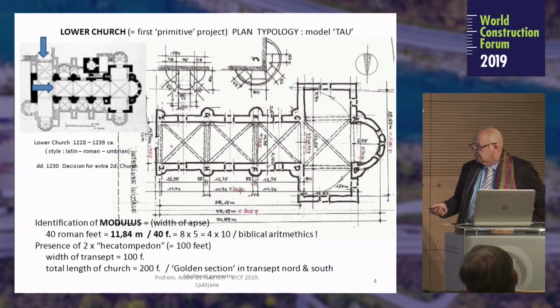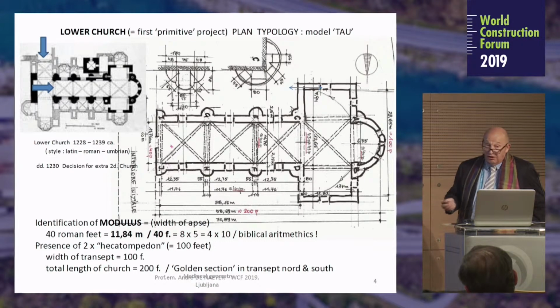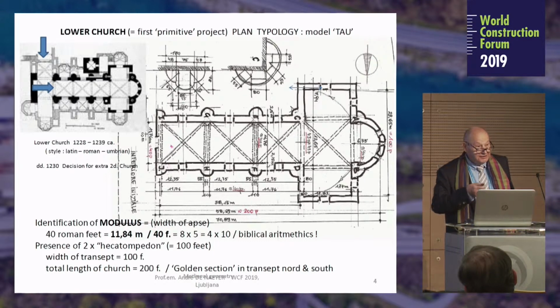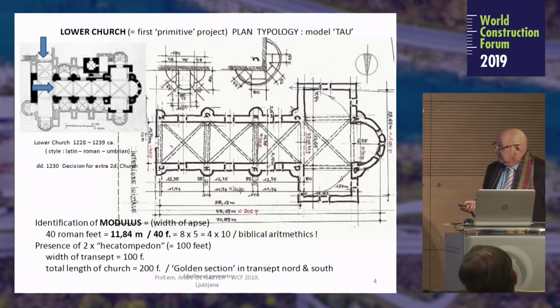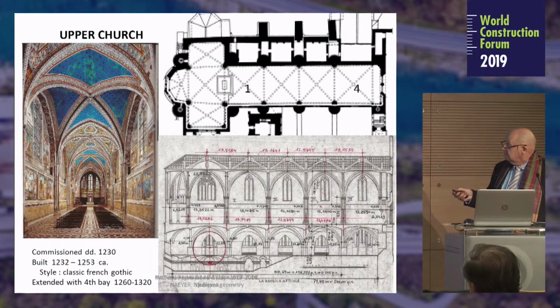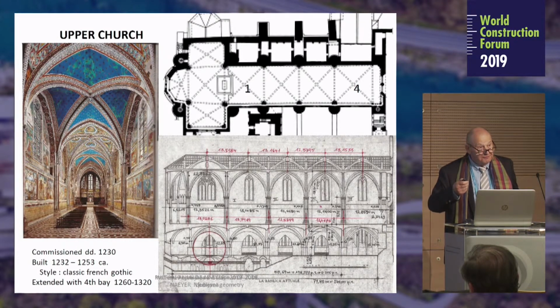So the width of the transept is 100 feet. The length of that is 200 feet. That is also 100 feet. And the proportion, the classical proportion of the golden section, as you are all familiar with. The same thing for the upper church, which was initially also only 3 bays, and the fourth bay was added in a later period. Not that much later, but about 50 years later.